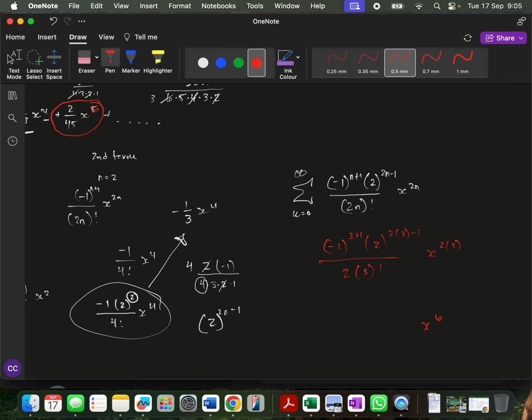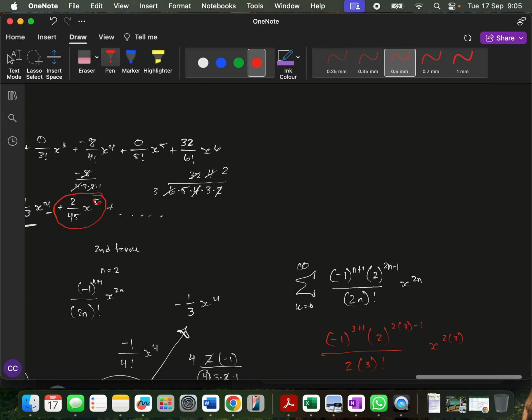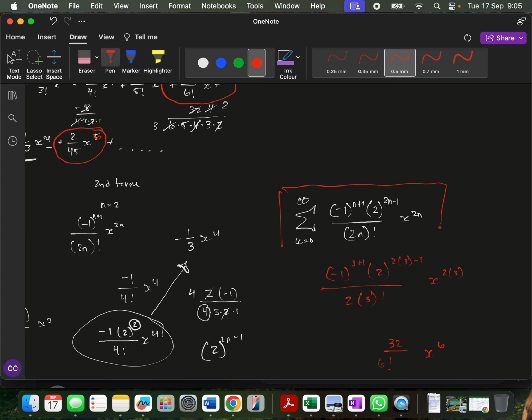-1 to the 4th power is just 1. 2 times 3 is 6, minus 1 is 5. 2 to the 5th is 32. And 6 factorial, well, this actually gets us right to here. So we have found this in sigma notation. We have the actual series that describes this. I know it's a little confusing. It takes just a little bit of logicking out and working our way backwards, but that's how I would approach it. I hope it's helpful.